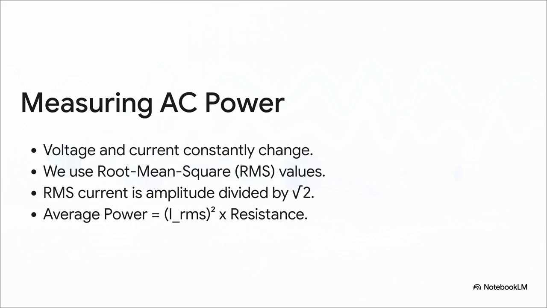This clever trick gives us a meaningful number, allowing us to calculate the true average rate of energy dissipation, so we can treat AC power just like standard DC power in our calculations. Fun fact, when you hear that your wall outlet is 120 volts, you're actually hearing its RMS value.